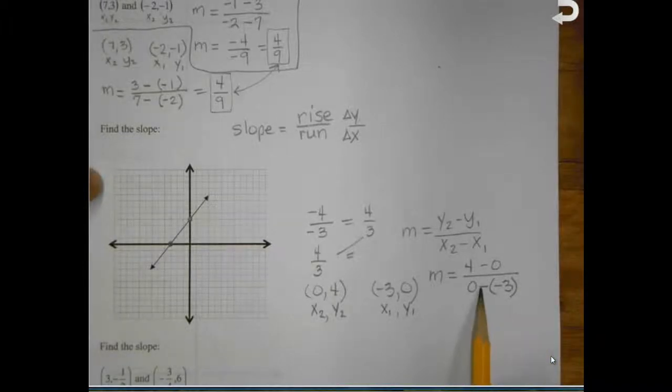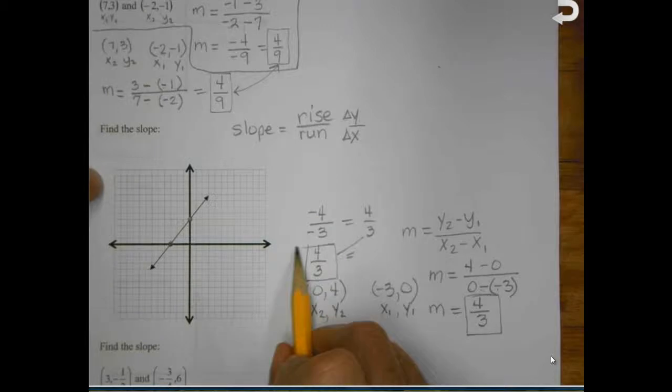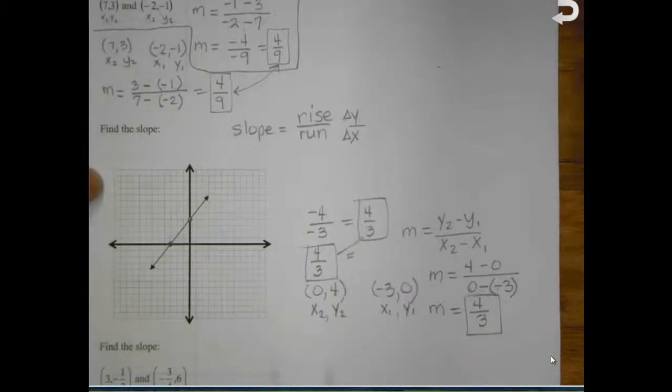Now I prefer to do minus a negative because then I know it's going to change positive and it's a little easier for me. You may like it the other way, and you could put your x1, y1s here, your x2, y2s here. So I have 4 minus 0 is 4, and then 0 plus 3 is 3. So one more time, I've verified I get 4/3 for my slope. So 3 different ways, if you have a graph, 3 different ways for you to find the slope.